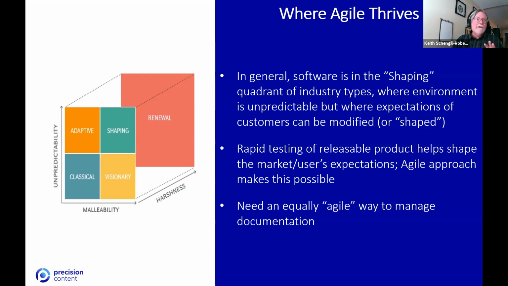and they say that they find that the shaping portion is what they often see being applied to software development. Now, that's not to say the other forms don't also get a look in. They certainly do in some cases, but more often than not, it's really the shaping quadrant that most typically defines how software development is done. So the rapid testing of releasable products helps shape the market/users' expectations, as the agile approach really makes this possible. So you need an equally agile way to manage documentation.